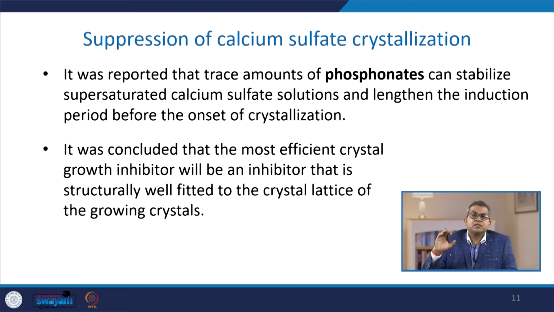It was reported by various scientists that trace amounts of phosphonates can stabilize the supersaturated calcium sulfate solution and lengthen the induction period before the onset of crystallization. So, researchers have concluded that the most efficient crystal growth inhibitors will be inhibitors that are structurally well fitted to the crystal lattice of the growing crystal.